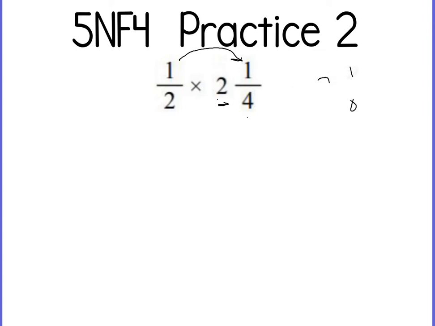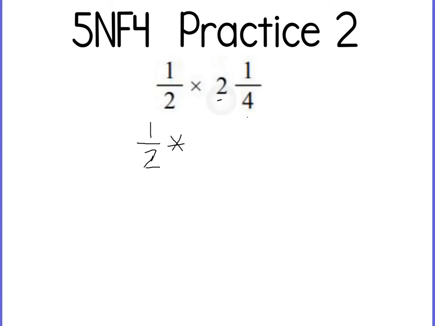So we can't leave 2 out on its own. So in order to make sure that we include the 2, we have to turn this mixed number into an improper fraction. So when we're talking about multiplication and division of fractions, we always have to turn into that improper fraction. So my 1/2 is going to stay the same. I'm still going to multiply. But then this mixed number is going to turn improper.